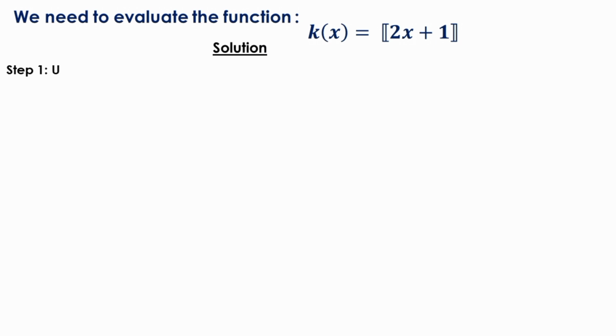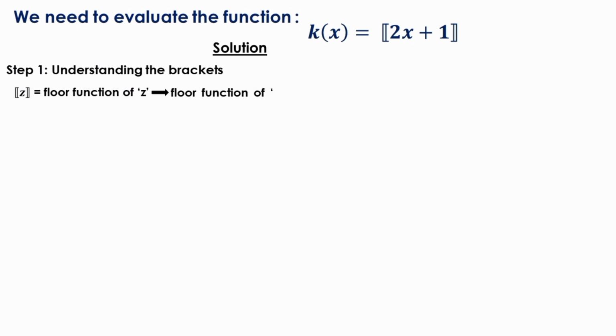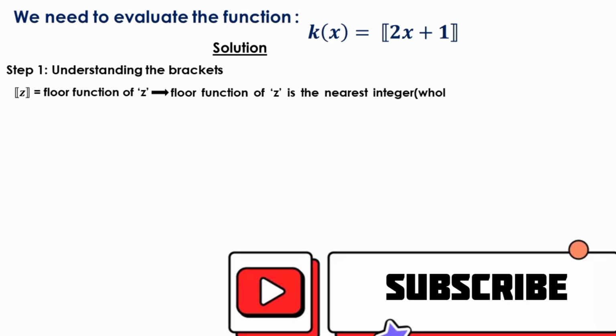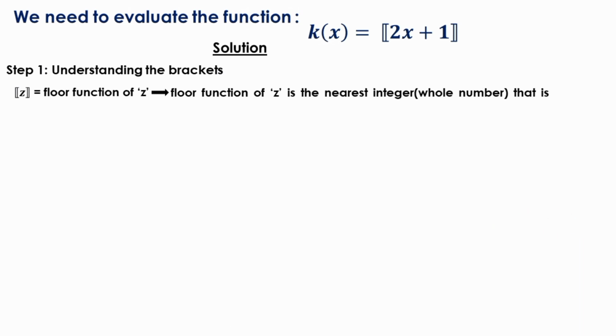The first step we'll be taking is to understand the function itself. What are these brackets that we're seeing? This bracket stands for a function we call the floor function. So then what is the floor function? When you have to find the floor function of z, it is the nearest integer, or whole number, that is less than or equal to the value of z. Let's look at some examples.